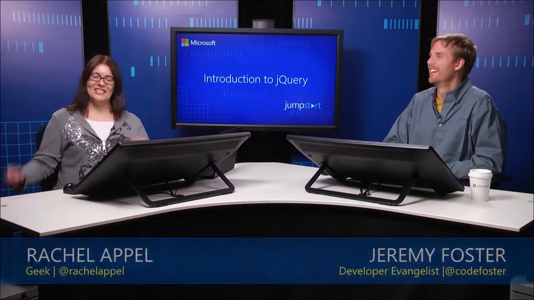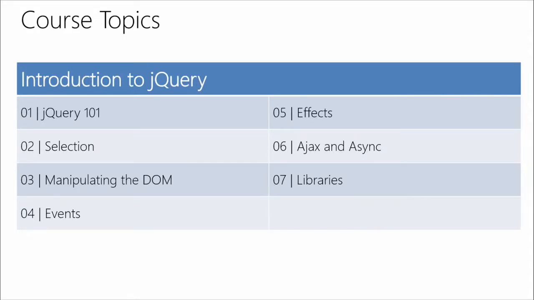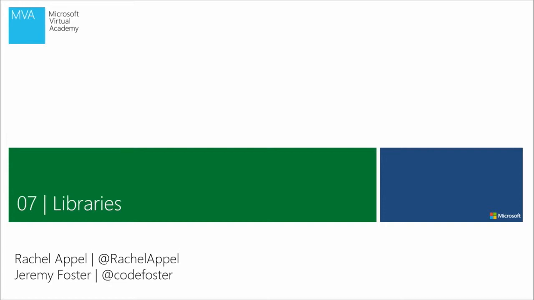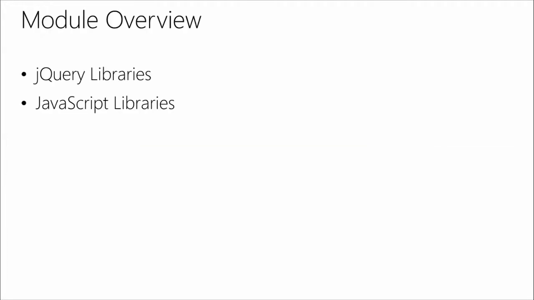So to finish off the introduction to jQuery, this module, Module 7, is about libraries, jQuery and JavaScript libraries, which in and of itself could take an entire week to get through them all. But we're just going to pick out a few of our favorites here and talk about them. So we'll take a look at some jQuery libraries and then JavaScript libraries.